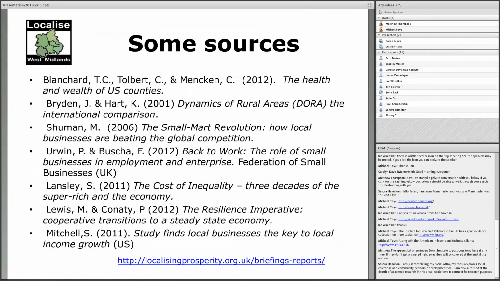Some of our sources, from memory, I scanned through the list and thought that these were the ones that stood out for me for different reasons, really. Some of them are very thorough, rigorous, and quite turgid to read, such as the Dynamics of Rural Areas study by Bryden and Hart. And others are just a damn good read, and I definitely recommend them, like the Schumann Small Mart Revolution, which some of you might be familiar with.